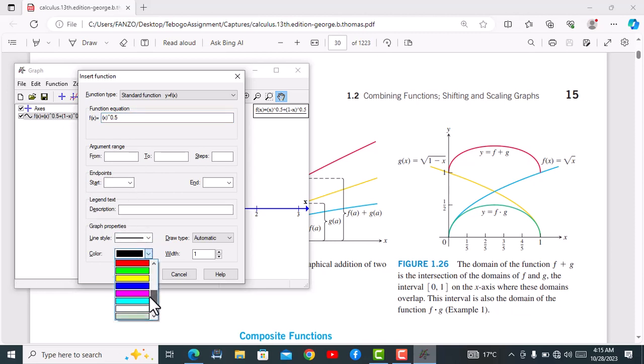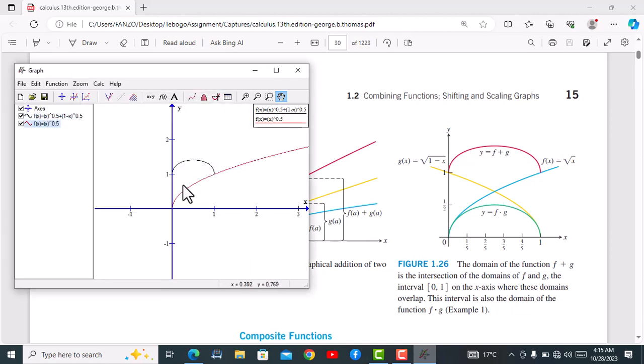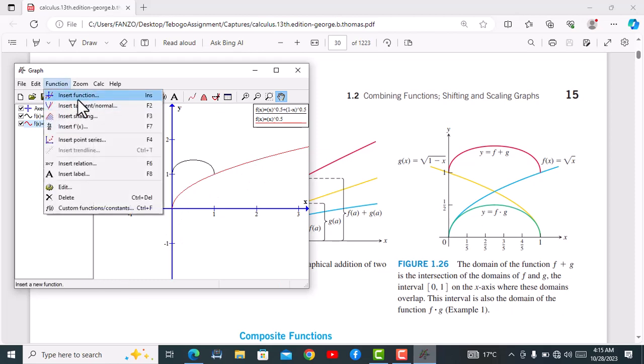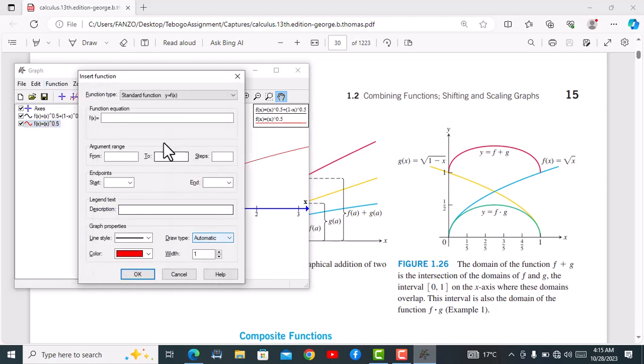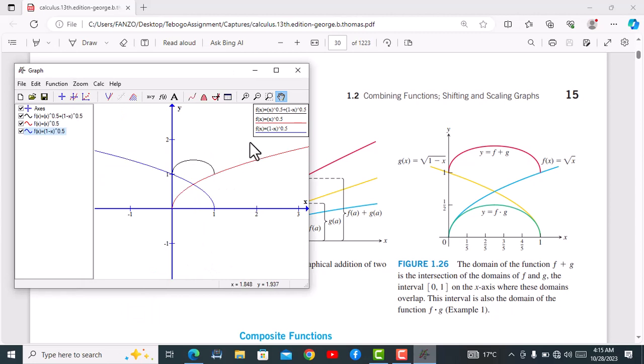0.5, sorry. Let me just use some different colors. Let me just use red, and we have that. Let me have another one, and I can just have 1 minus x to the exponent of 0.5. Let me use a different color and have that. So we have exactly what we are seeing there.